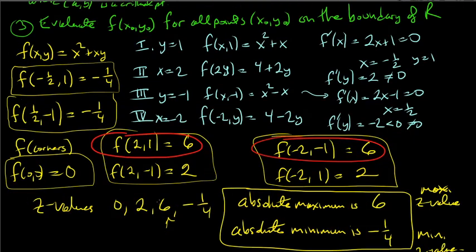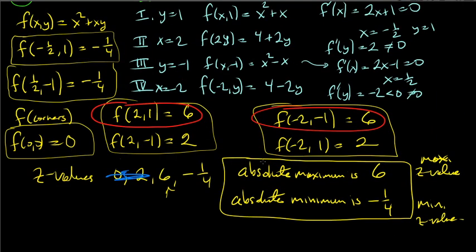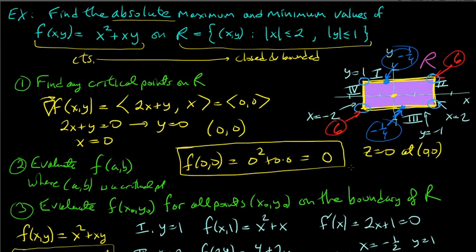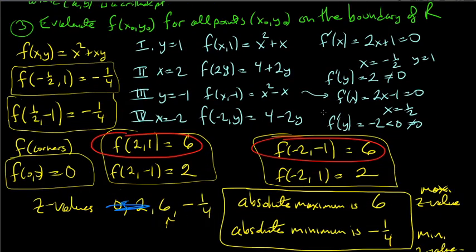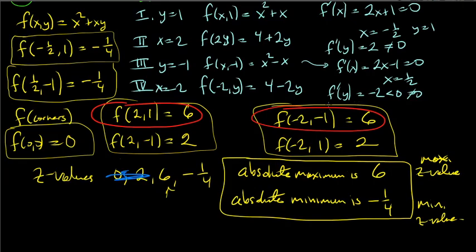So the 0 and the 2, those are neither maximums nor minimums. Oh, they might be relative maximums or minimums, but that wasn't the question. The question was to find the absolute maximum or minimum. So there you go.